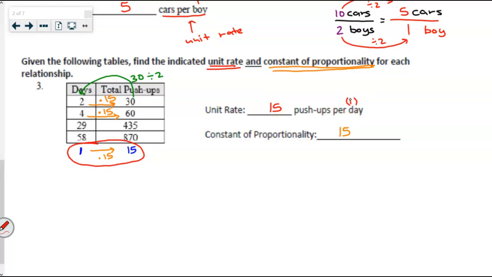Okay, same number. A unit rate is a ratio per 1. A constant of proportionality is just a number.